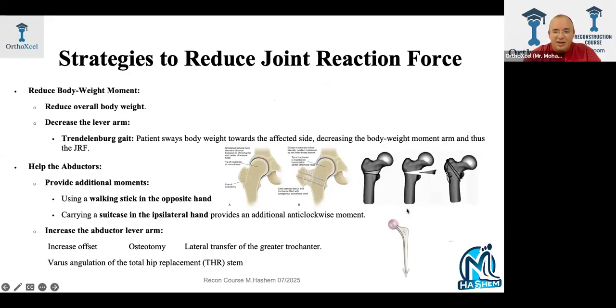You can create this varus and increase the offset either by laterally displacing the greater trochanter or doing a varus osteotomy of the proximal femur. With varus osteotomy of the proximal femur, as you see, this is the transverse offset. When you do a varus osteotomy, you increase the transverse offset and you increase the lever arm of the abductors, so you reduce the forces required from the abductors and reduce the resultant joint reaction force.